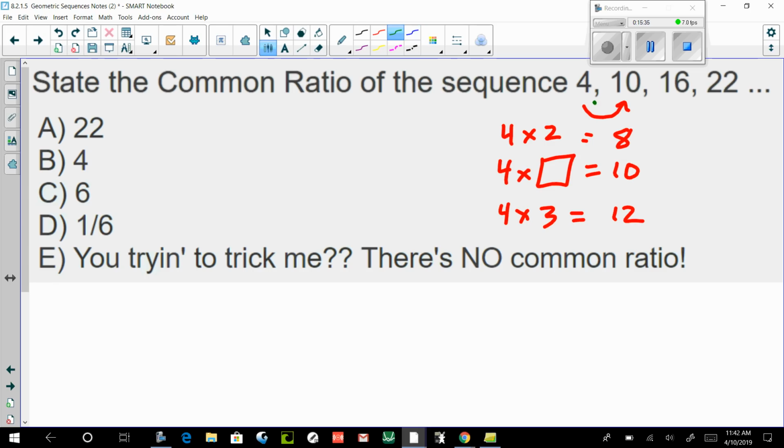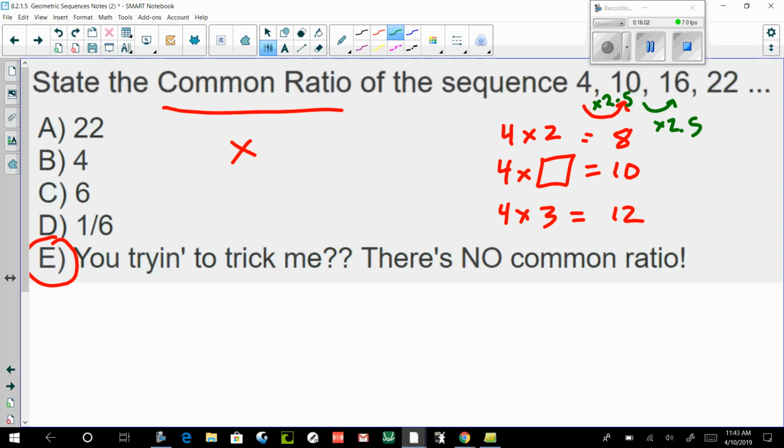For this first one, it looks like we're multiplying by 2.5. However, you'll quickly realize that if I take 10 times 2.5, that would give me something like 25, and that's not going to work. So multiplying by 2.5 does not work. So the correct answer to this one is kind of a trick question. There is actually no common ratio because a common ratio says that you're multiplying, and we're not multiplying.